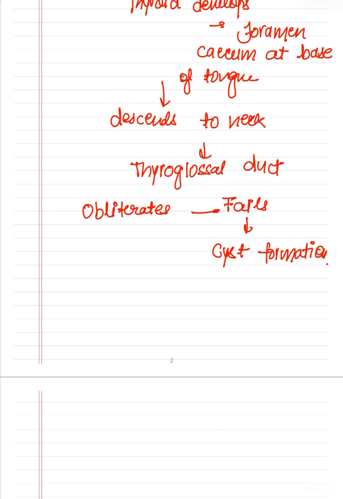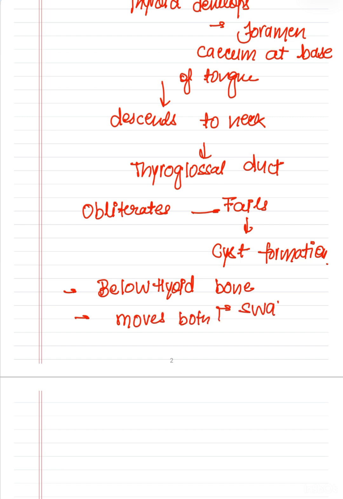Now there are some classical features. What are the classical features? That it is below the hyoid bone, which is given in the option. And number 2, it moves both with swallowing and tongue protrusion, while the thyroid gland will only move with swallowing and not with tongue protrusion. Why? Because only the thyroglossal cyst is attached to the foramen cecum via the tract.